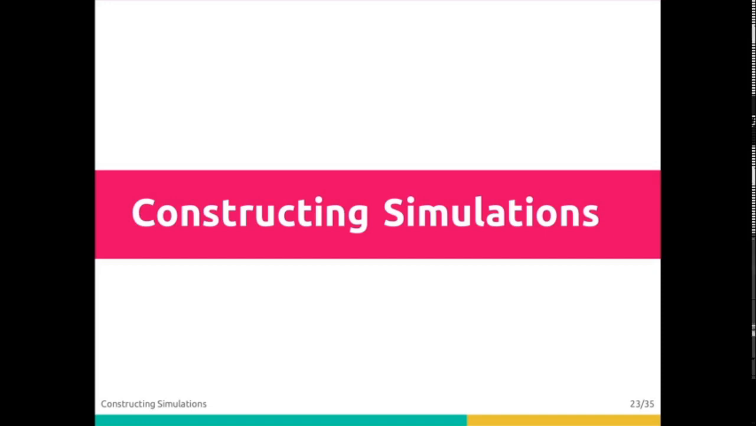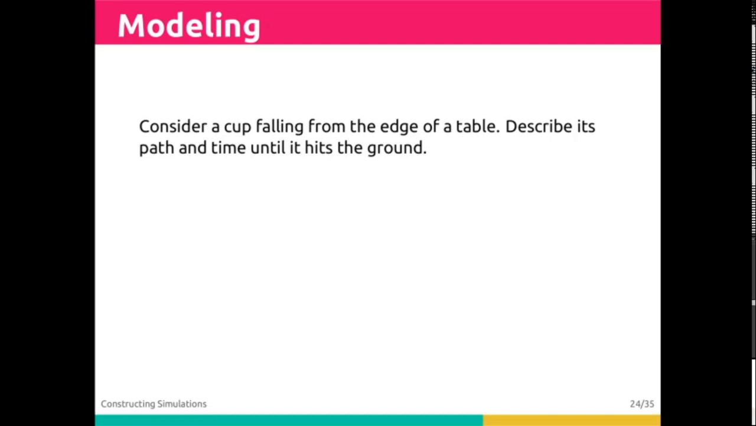Now, we are going to consider a particular physical problem. Imagine a cup falling off the edge of a table. And let's say that that table is 1 meter high. We want to describe its path, or its height, over the time until it hits the ground.